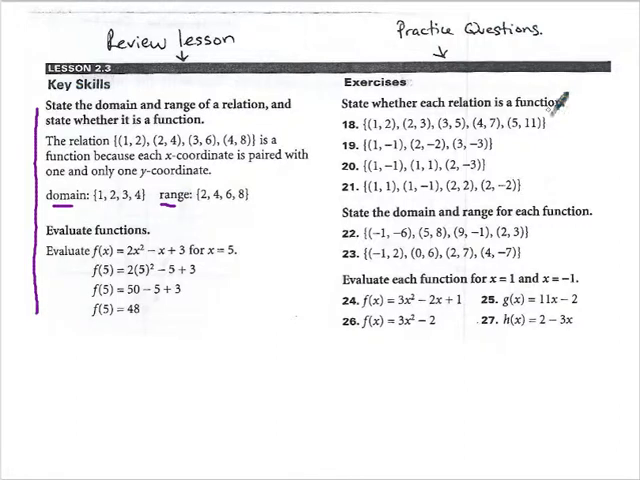And then state whether each relation is a function. It's just yes or no. State the domain and range for each, and evaluate the function for that and that. So basically plug in 1, plug in -1, see what you get. Okay?